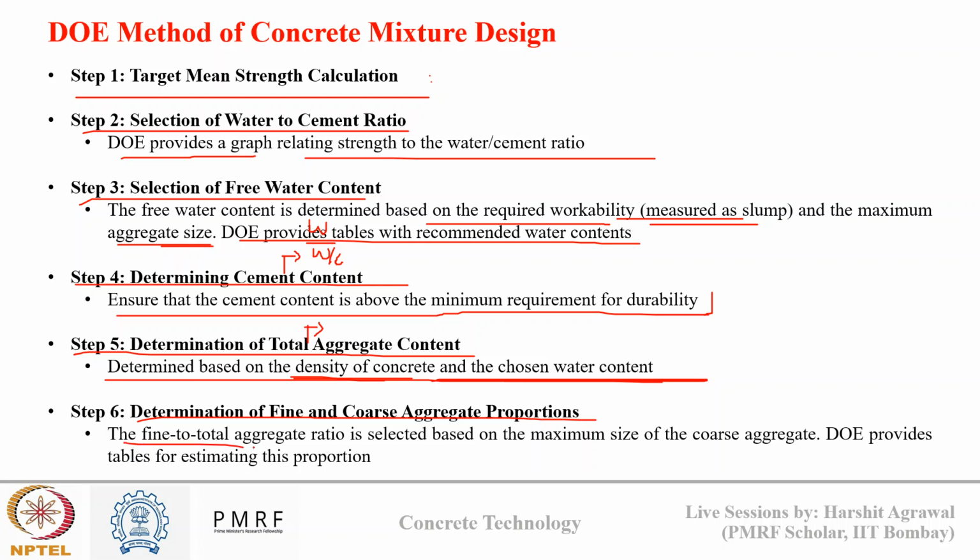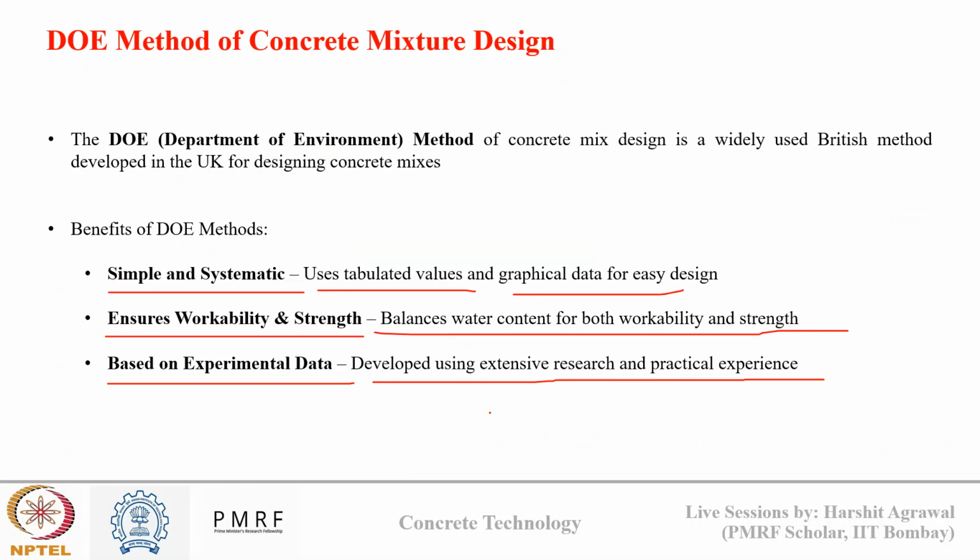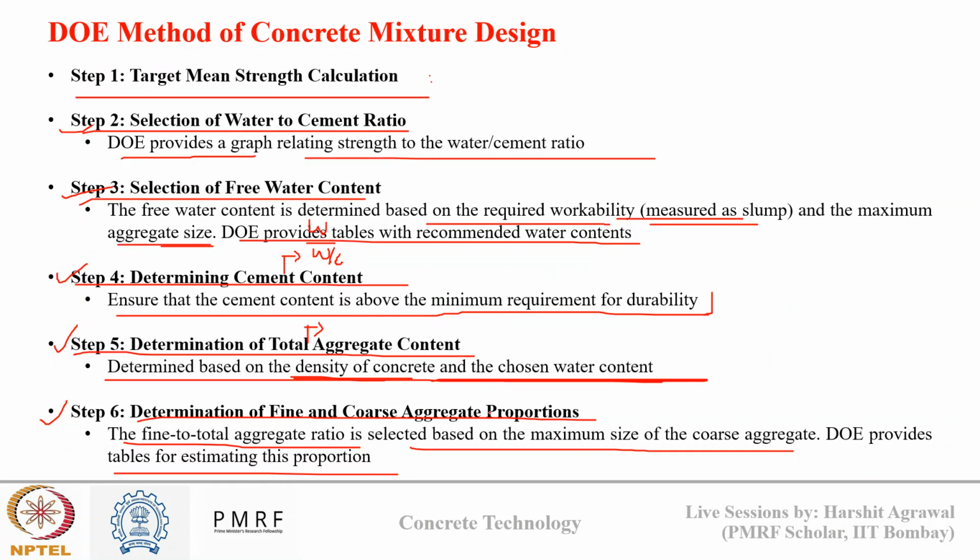So fine to total aggregate ratio is selected based on the maximum aggregate size, for which DOE provides the graphs for estimating this proportion. So you can see at each step there are certain graphs and curves that have been provided by the DOE method. So this is why it makes the design simple and systematic and based on the experimental data.